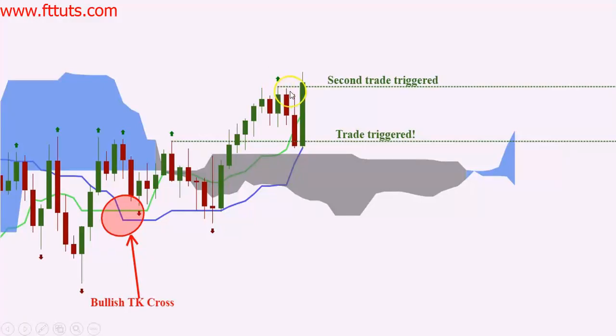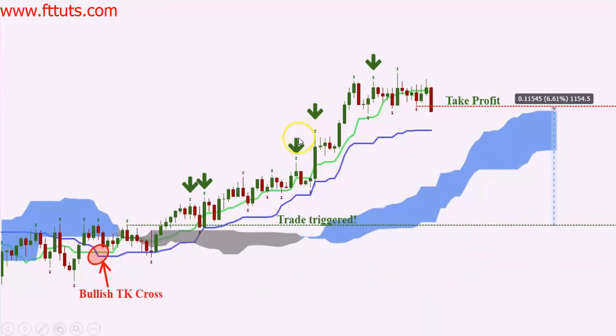Then there's another fractal, we can put an entry at that level, bam, trade triggered. And you can see how much this would happen until finally you would take profit on a close below that fractal here. So all the way up, you take this trade here, you never broke a previous bear fractal.